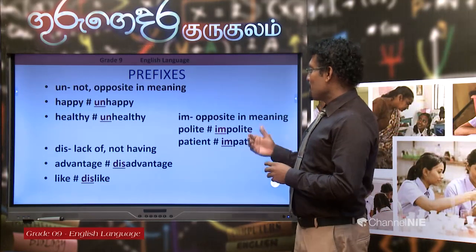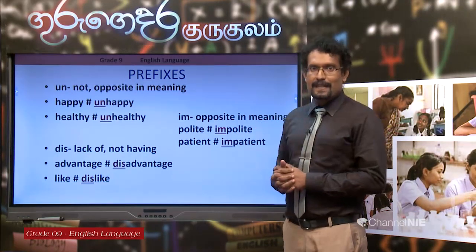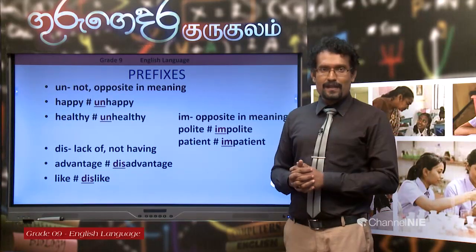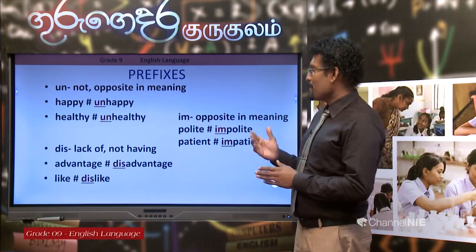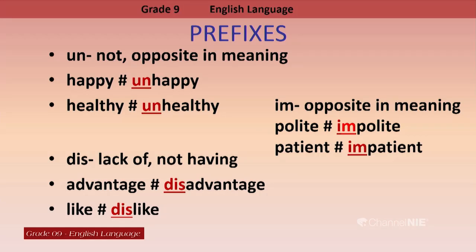So, as mentioned in your grade 9 syllabus, today I am going to focus on 3 prefixes: un, dis, and im. Here I have mentioned the meanings of those prefixes and also some examples for you to have a better understanding about these prefixes. Okay, the first one here is un. Un means not, opposite in meaning, that is the opposite meaning of something.